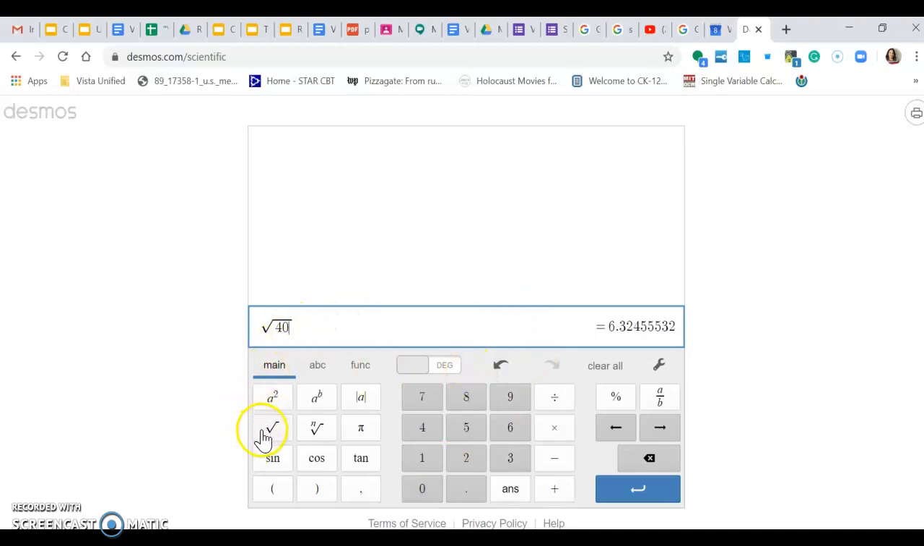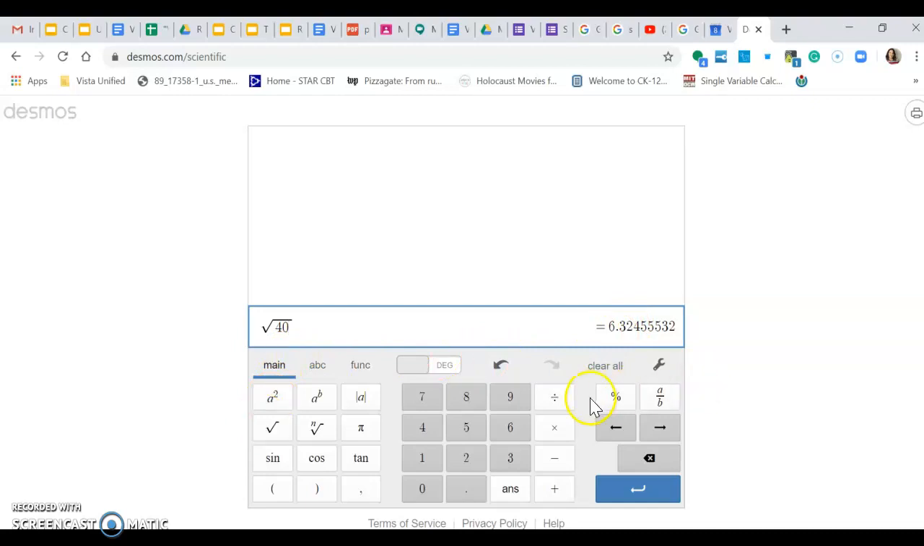All you have to do is click that square root sign and then whatever number you're looking for, and it gives you a number. Now, this is not an estimate. The estimate will be rounded. So this will actually be 6.3 if we're going to round to the nearest tenth, because the 2 will keep that 3 a 3.